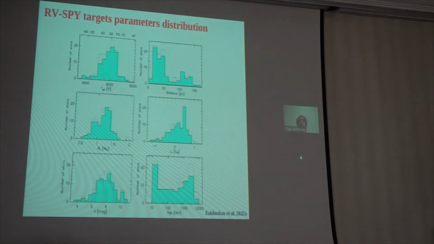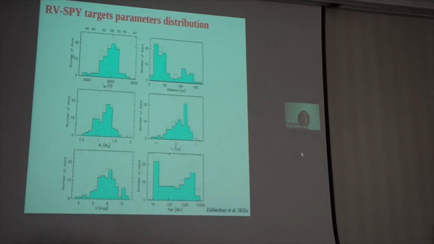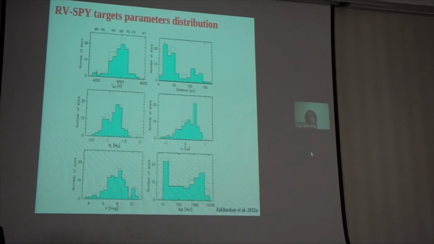Here is a parameter distribution of targets which we got from the literature, at the moment of selection of our candidates for observations. Important characteristics include the expected temperature of these objects, which goes from M to A. Also, the main part of the sample was still from K to F3.